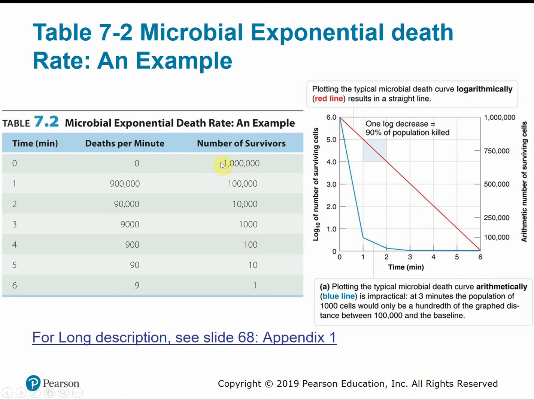So we start with a population of 1 million cells. After a minute, 90% has been killed. We're left with 100,000. Another minute passes. We're down to 10,000. 90% of those 10,000 die. We're left with 1,000. 90% of those die. 100. 10, and then finally 1. So this particular example, our cleaner takes 6 minutes to effectively kill 99.9% of the bacteria.